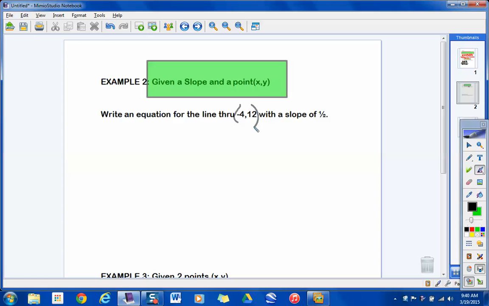Now notice right here, kiddos, I wrote up here in green, given a slope and a point, and that point is written as what, comma, what? Basically what this says is the following. It says when their x value on the line is -4, what's your y value? 12. Okay, so it's got to pass through the point -4, comma 12.